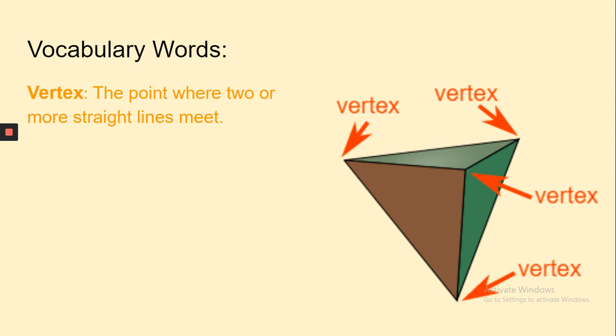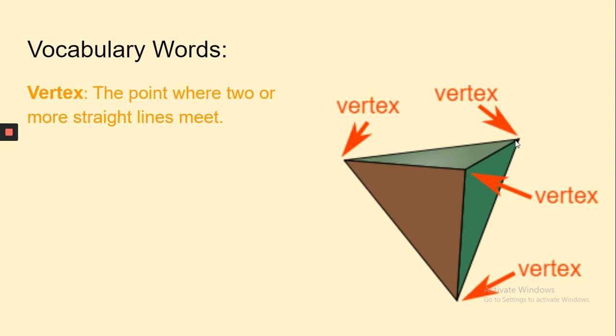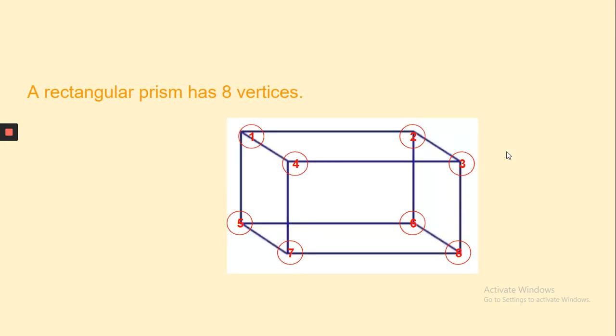My next vocabulary word is vertex. Now, a vertex is the point where two or more straight lines meet, and it almost creates a point. So the vertex is like the point of the object. Here you can see all the arrows that are pointing to the different vertices. Those are all the points where the straight lines meet to create a vertex.